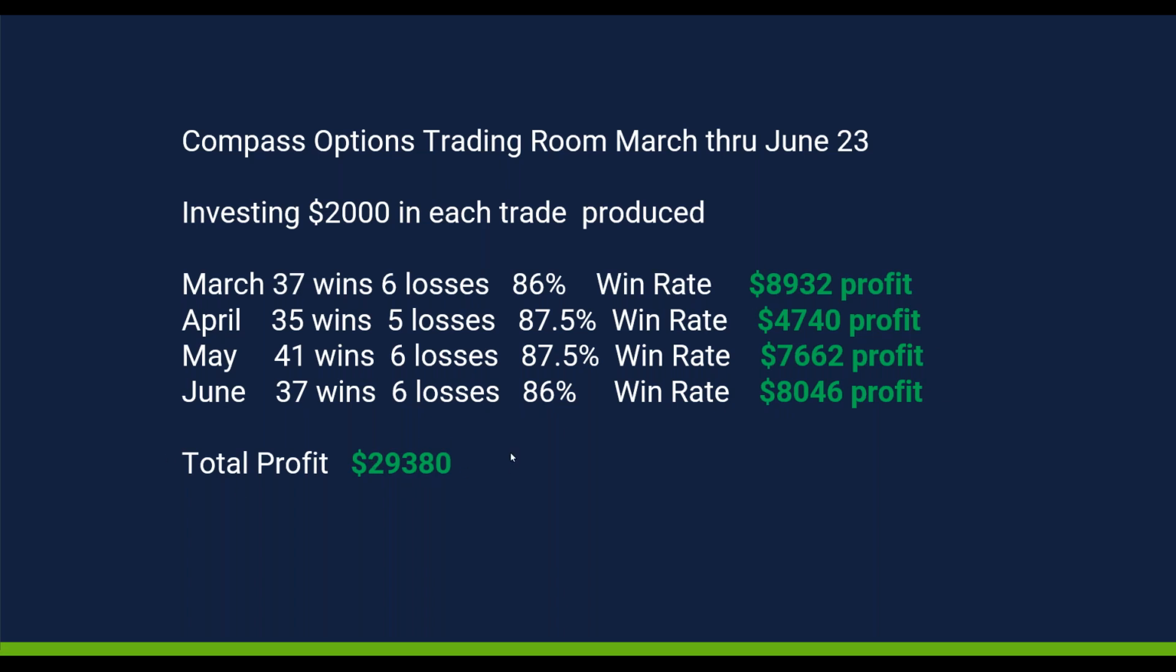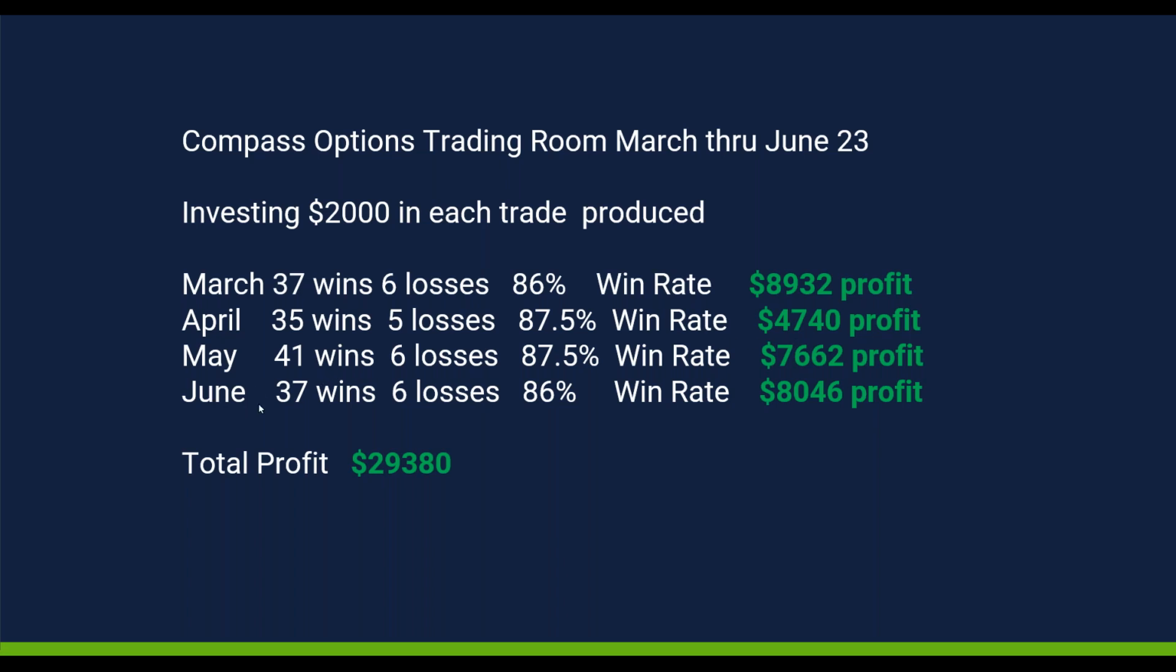So that's $29,380 in 6 months with $2,000 invested in each trade. Pretty nice and pretty consistent. Again, the win rate's pretty consistent. The profitability is going to vary depending upon how long you can stay in the trades.